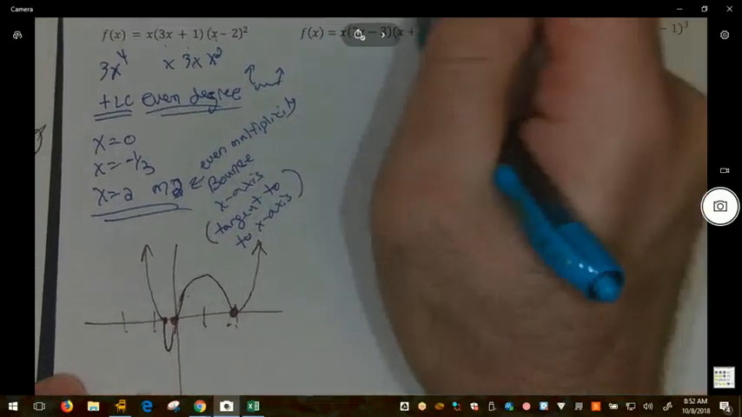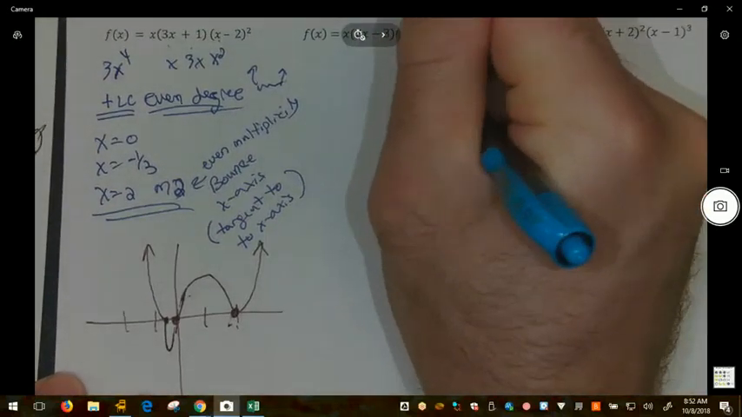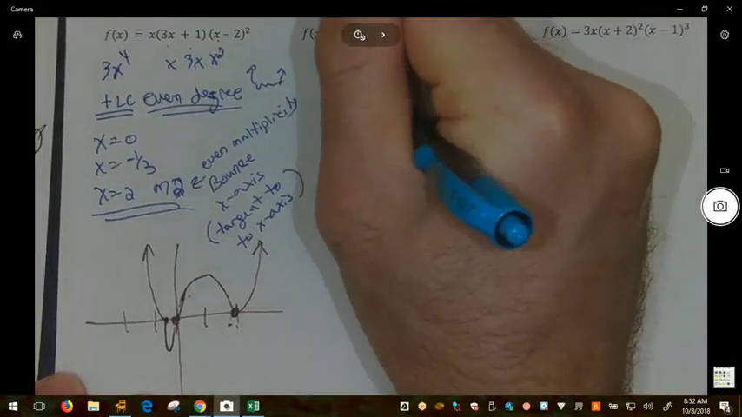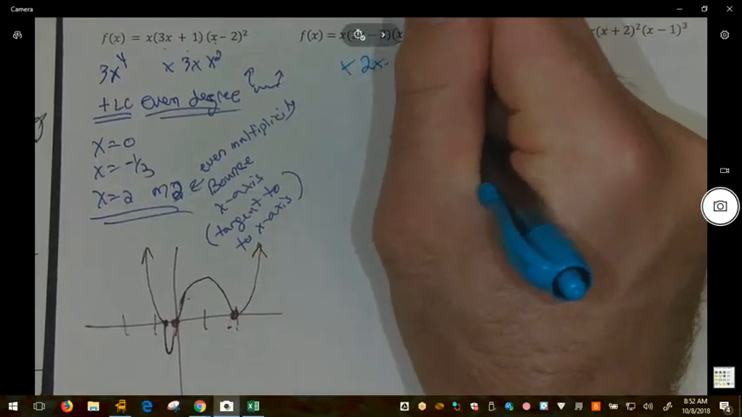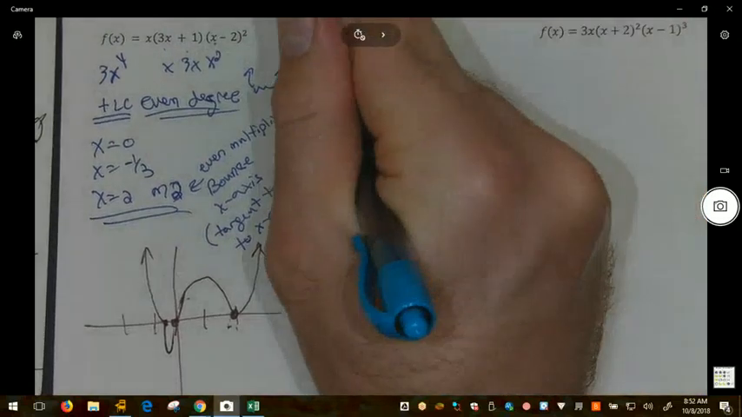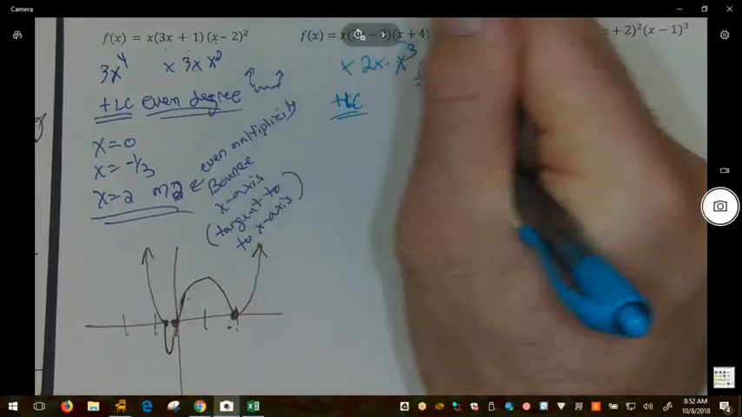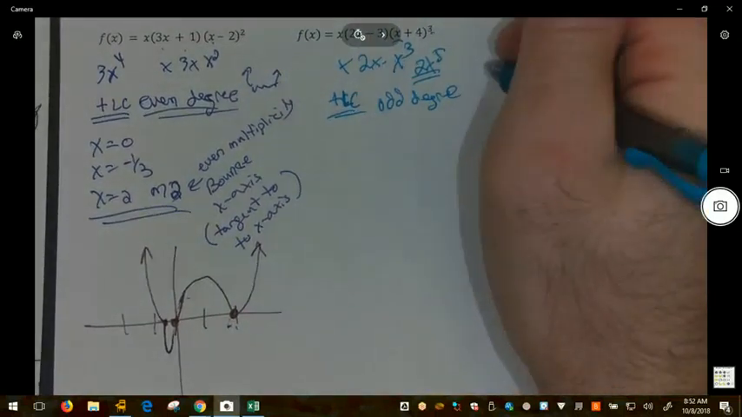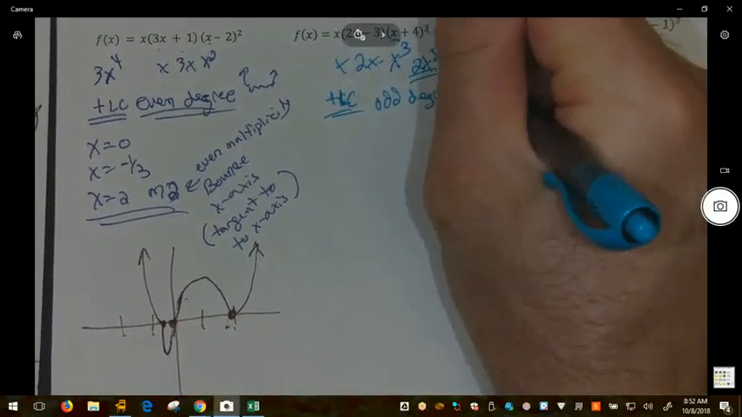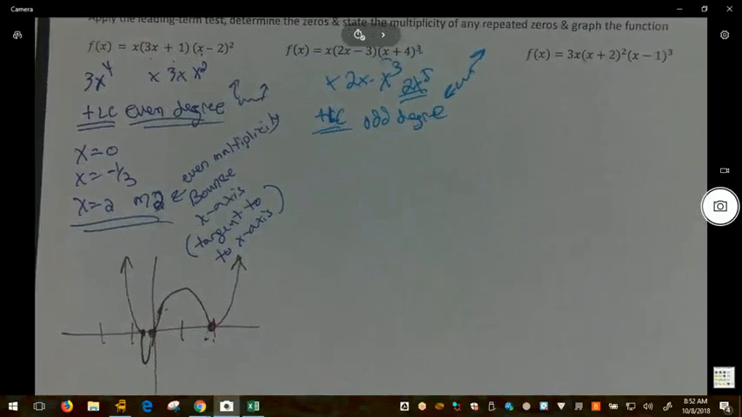For our next problem, we have positive x cubed times 2x minus 3 times x plus 4. Our leading term is going to be 2x to the 5th. So again, positive lead coefficient, but odd degree, which means our ends are going to function like a line with a positive slope.